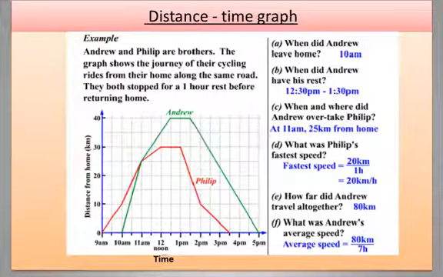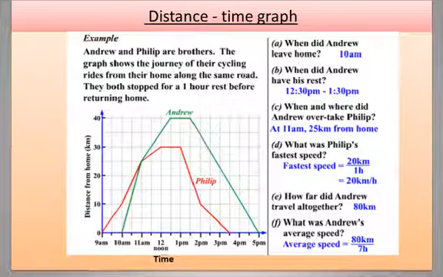Here we are going to discuss another example of a distance time graph. Okay, here Andrew and Philip are brothers. The graph shows the journey of their cycling rides from their home along the same road. They both stopped for a 1 hour rest before returning home. So here two people's journey is shown in the graph. One is in green color: Andrew's cycling is shown in green, and Philip's journey is shown in red. So we will compare it, and there are some questions we will try to answer.